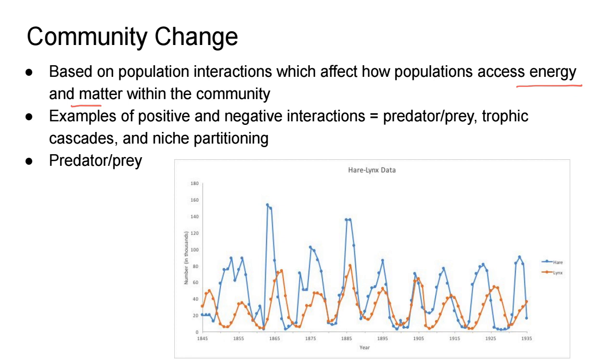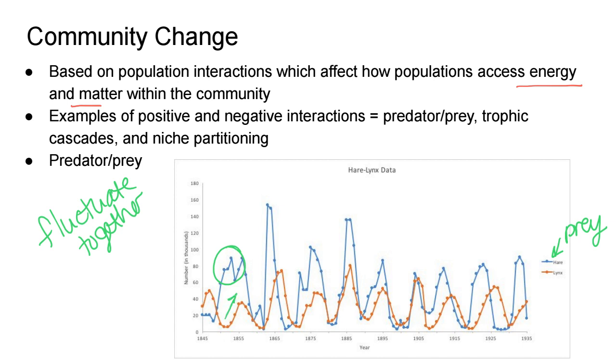So one of the things that we need to keep in mind with predator-prey, as you can see on the graph there, is that predator-prey will fluctuate, and they will fluctuate together. So if the prey goes up, so let's look here. The blue is the prey, the hare, and the red is the lynx, which is going to be my predator. So as my prey levels go up, my predator level will follow behind it and start to go up. So when my prey levels drop, my predator, again following behind it, will start to drop. Okay, so they fluctuate together based on these interactions.